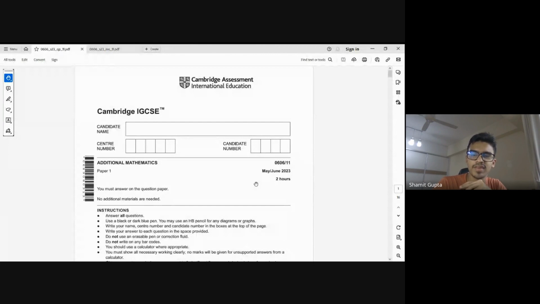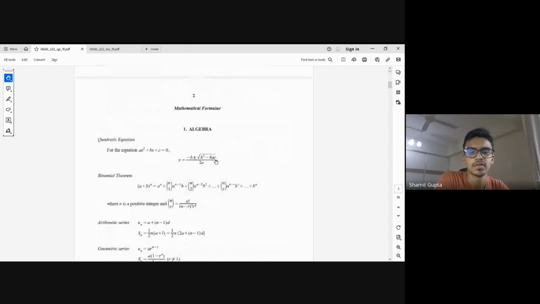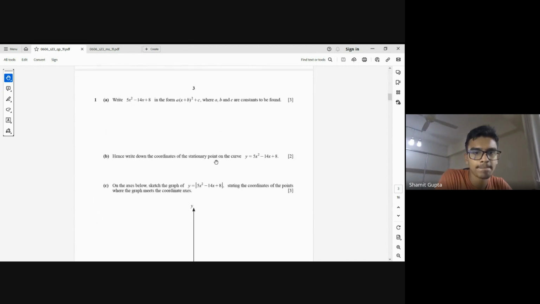Considering that I teach advanced and that I'm an advanced tutor, it should be an 80 on 80. So let's start with it. This is again May-June 2023, paper 1, variant 1. It's 2 hours. I'll try to finish it as quickly as I can. I've got my calculator. Let me just see if everything is in place. Yeah, everything's in place. Let's start then.